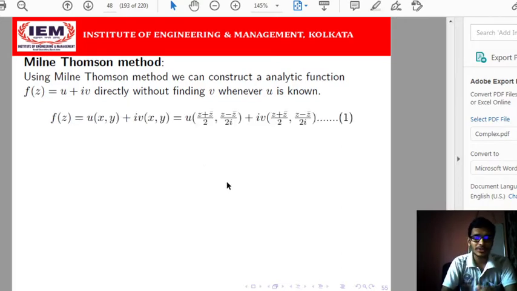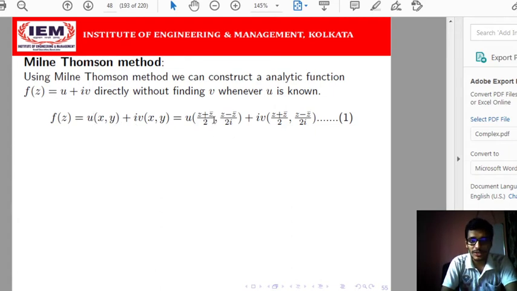So how to find this? We know that if we need to frame an analytic function f(z), both the real part and imaginary part should be a function of x and y. Now we want to convert this real and imaginary part from a function of x, y to a function of z. So how can we do so? We know that z equals x plus iy, so z bar will be x minus iy. If I add z and z bar, this will be 2x, so x will be (z plus z bar) by 2. And if we subtract z and z bar, this will be 2iy equals z minus z bar, so y will be (z minus z bar) by 2i.